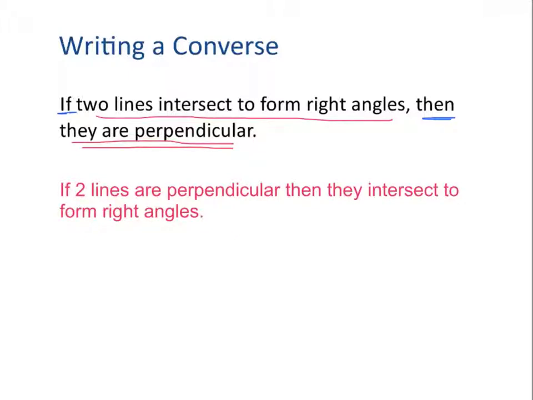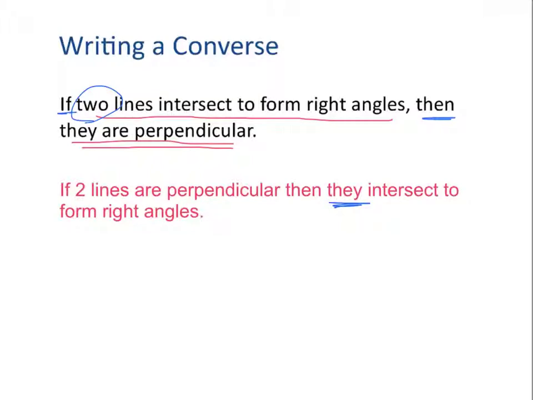Now, notice how I described the lines in the first part. I have to tell you if two lines are perpendicular. Don't just say if they are perpendicular. You don't know what "they" is referring to. Notice how the "they" is in the second half. The "they" or "it" can only be in the second half. It cannot be in the first half. If two lines, because you had two, if two lines are perpendicular, then they intersect to form right angles. That's writing the converse of that conditional statement.